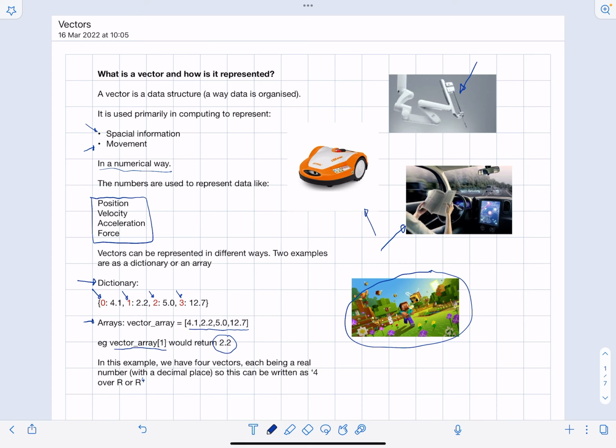Okay, so in the example here, we've got 4 vectors. You can see them there. And each of those is a real number, so it will have a decimal place. And this is known as R4, or R to the power of 4. R for real number and 4 because there's 4 values. If we had 2, it would be known as R2 and so on. So this is what a vector is, and this is how vectors are represented on a computer system.